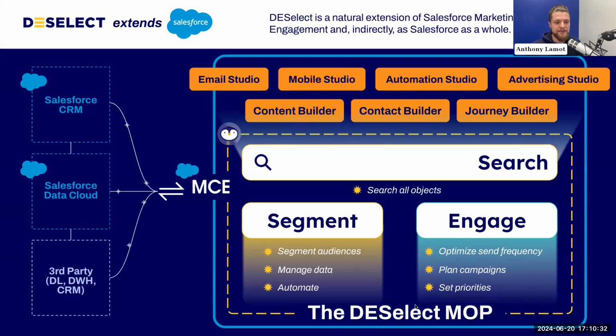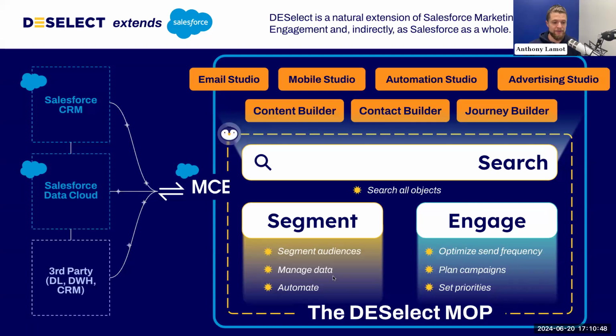Now, the DESelect MOP is a modular platform. That means all of our modules or apps you can get separately, but they are working together too. And so search, I've already briefly mentioned that, but we also have segments, which allows you to segment audiences. But some customers go even further.